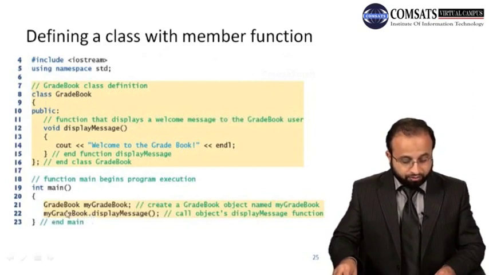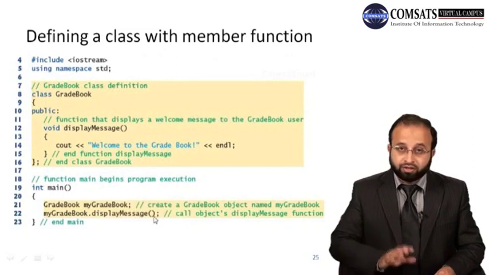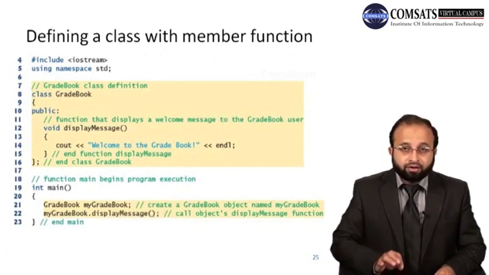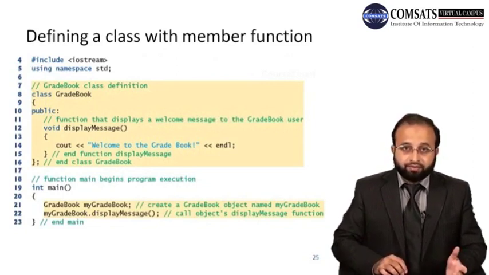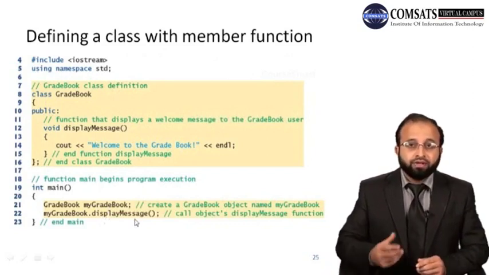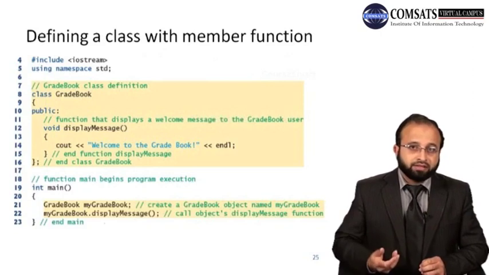If I erase this, my gradebook dot, you can see the mouse on the slide. If I want to omit this half line, if I erase this half line and just call the display message function, it will give me an error. Why? Because it's not possible to call a function if there is no object, right? So you have created an object in the previous line, but you have to tell which object's display message function you are calling. You have to specify this thing.